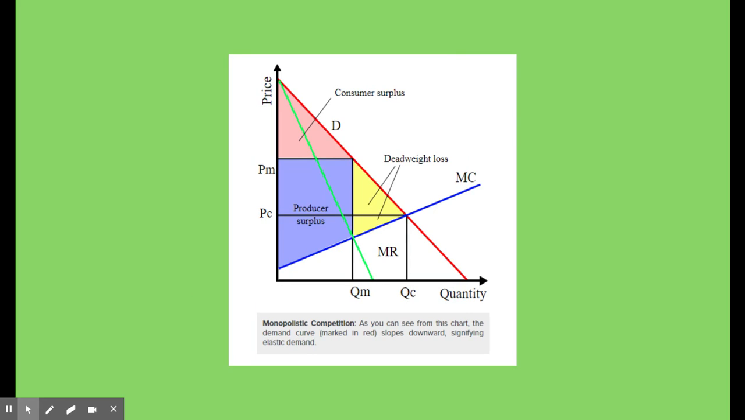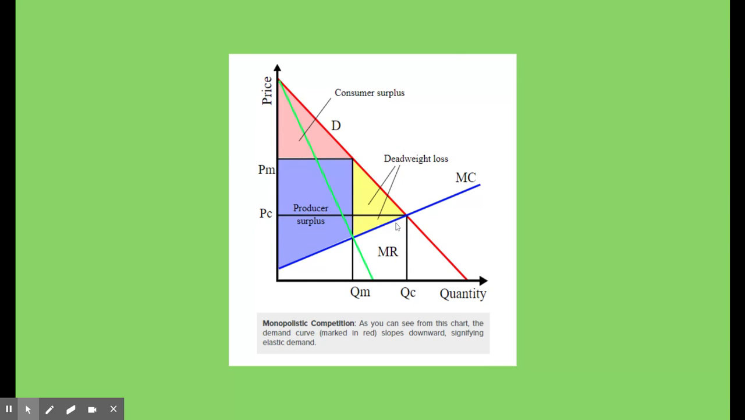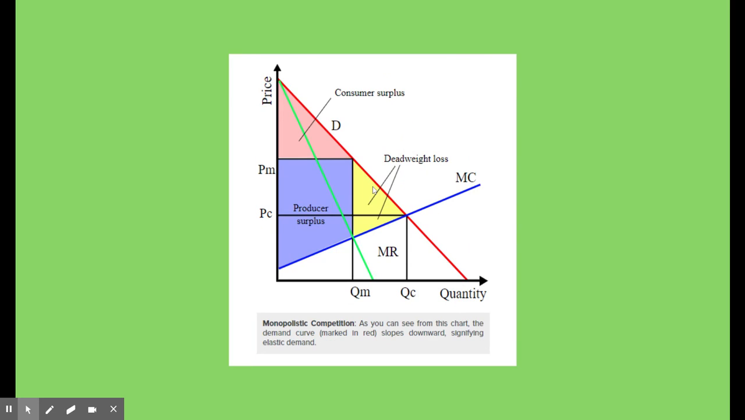In monopolistic competition, as you can see from the chart, the demand curve, which is marked in red, slopes downward, signifying elastic demand. And the reason why that is because there are substitutes. There are different types of juices and fruit drinks that can happen. And so people are more willing to say, well, the price is going to go up, I can just go with something else. So I don't need to buy Kool-Aid anymore. So they're very flexible with their demand, which is represented by this downward sloping demand curve.